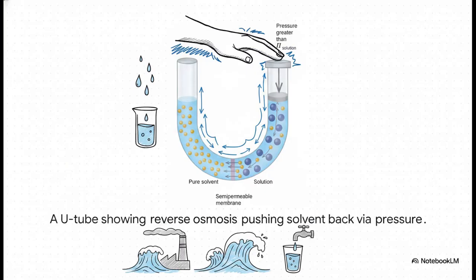But what happens if we actively push back against this natural osmotic pressure? Well, if you apply massive mechanical pressure to the highly concentrated side, say seawater for example, we can actually force the water molecules to travel backwards through the membrane, leaving all the salt behind. This is reverse osmosis. It's the exact technology used all over the world for the large-scale desalination of ocean water to produce clean drinking water.